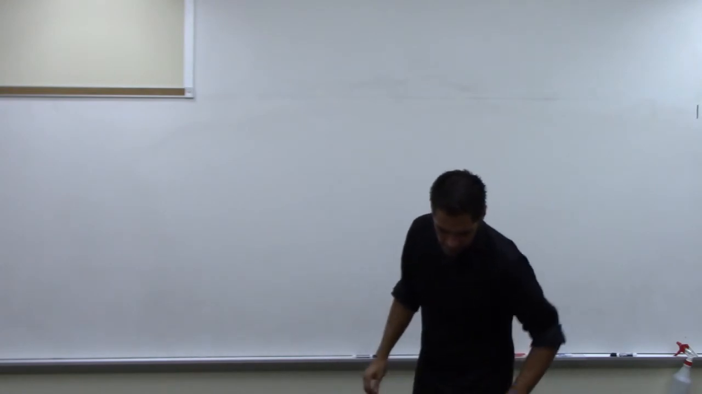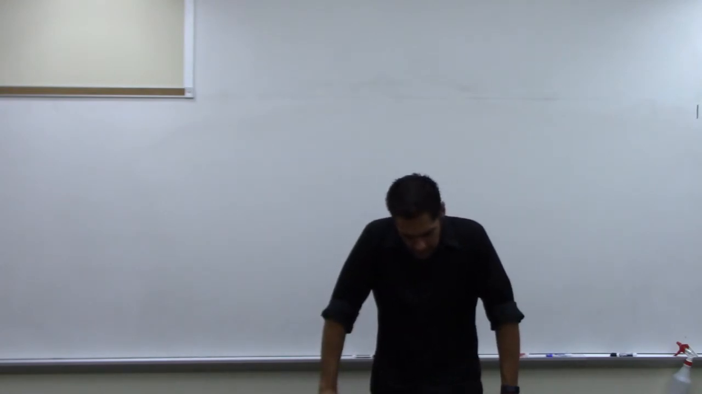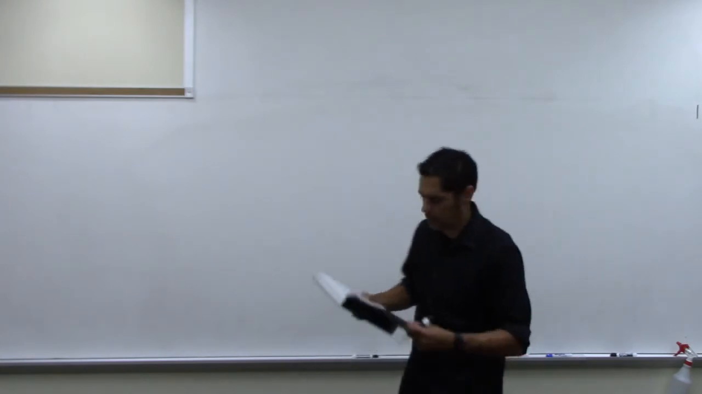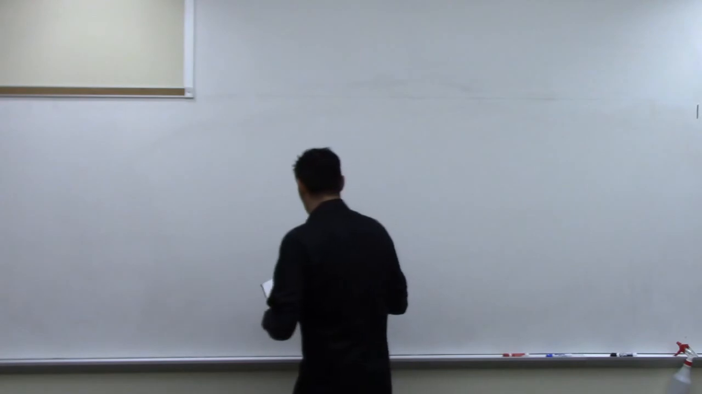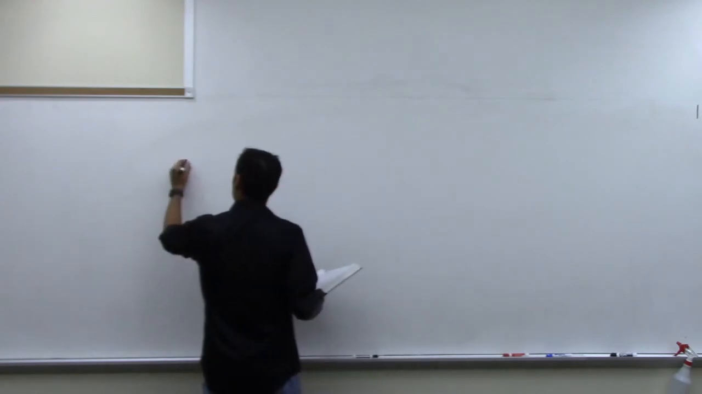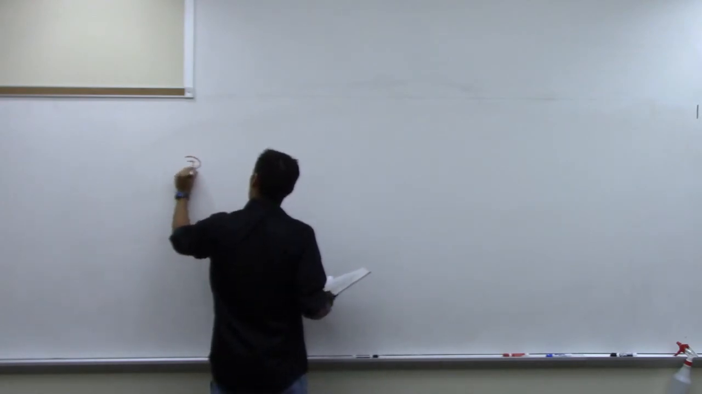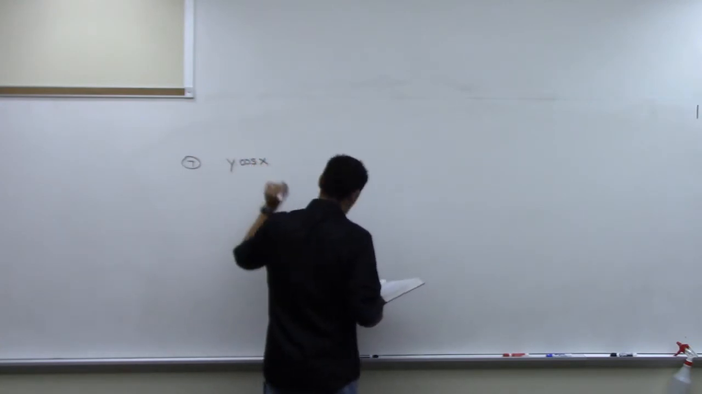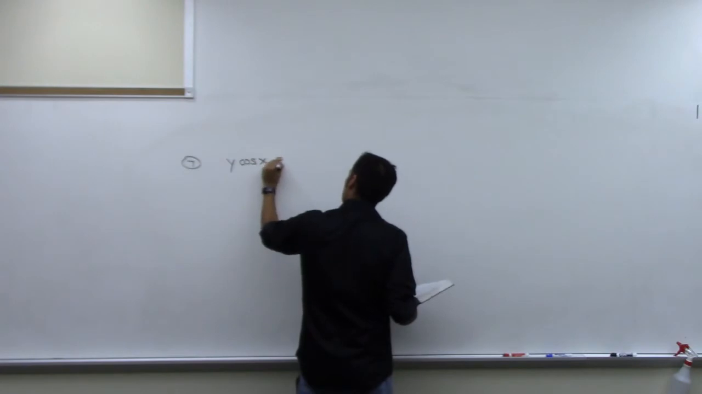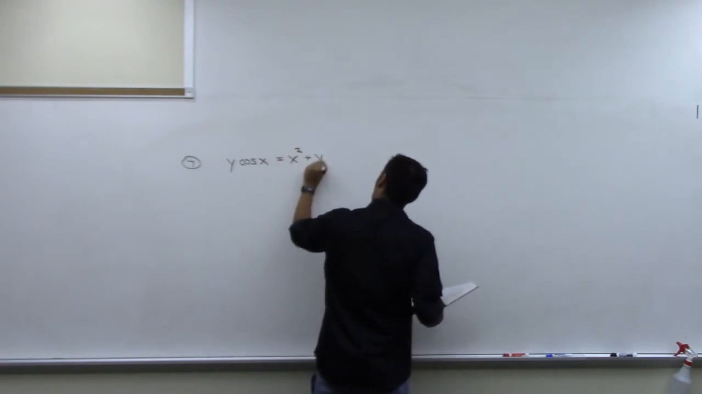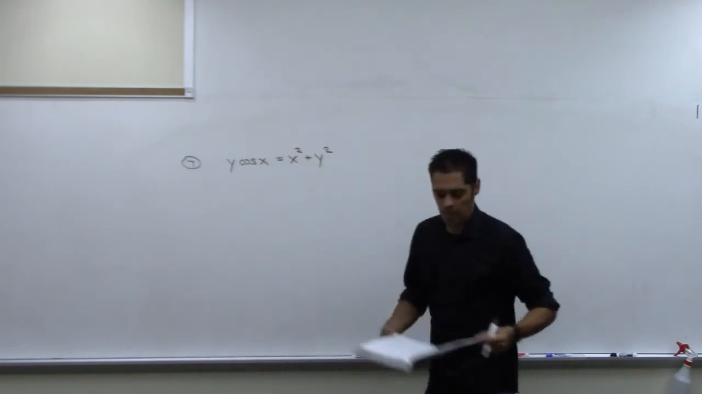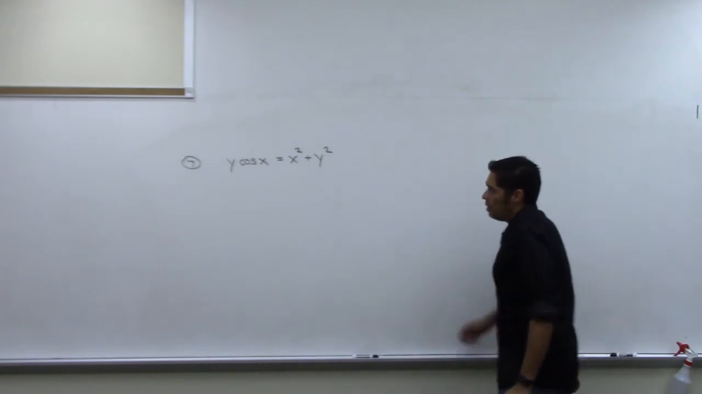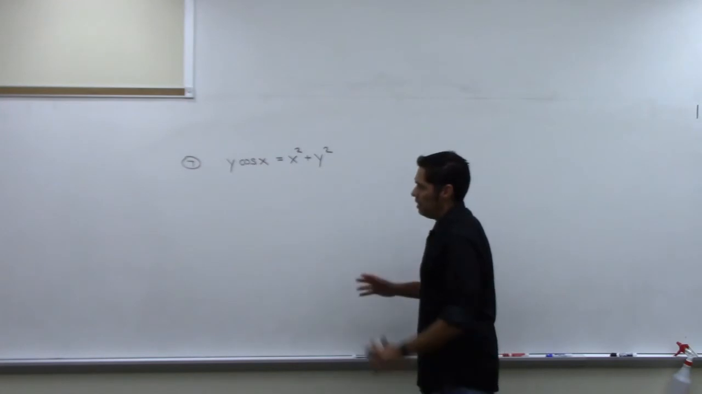I think number 5 you can do on your own. Let's do number 7. y cosine x equals x squared plus y squared. I'm going to try and go a little faster through this, all right? We want to find dy dx, and that's the instructions here.